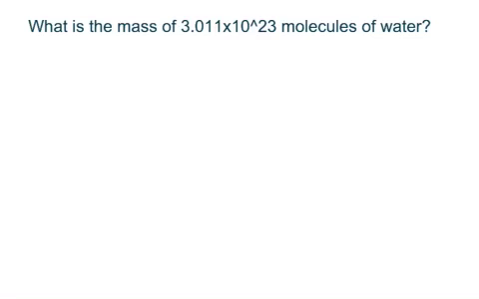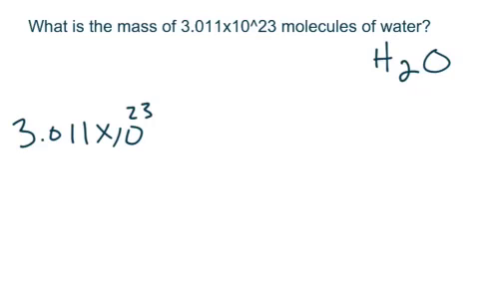Moving right along, hopefully you remember what water is, H2O. A lot of times in the book it will just say water because that is the most basic thing that you have to know the symbol of. We're going to start with 3.011 times 10 to the 23rd. So this question has us using Avogadro's number.